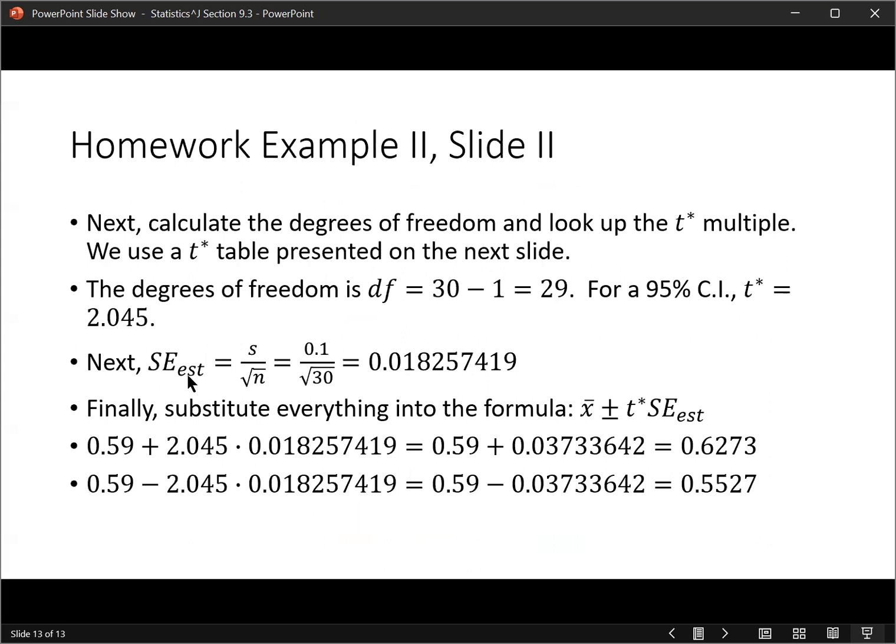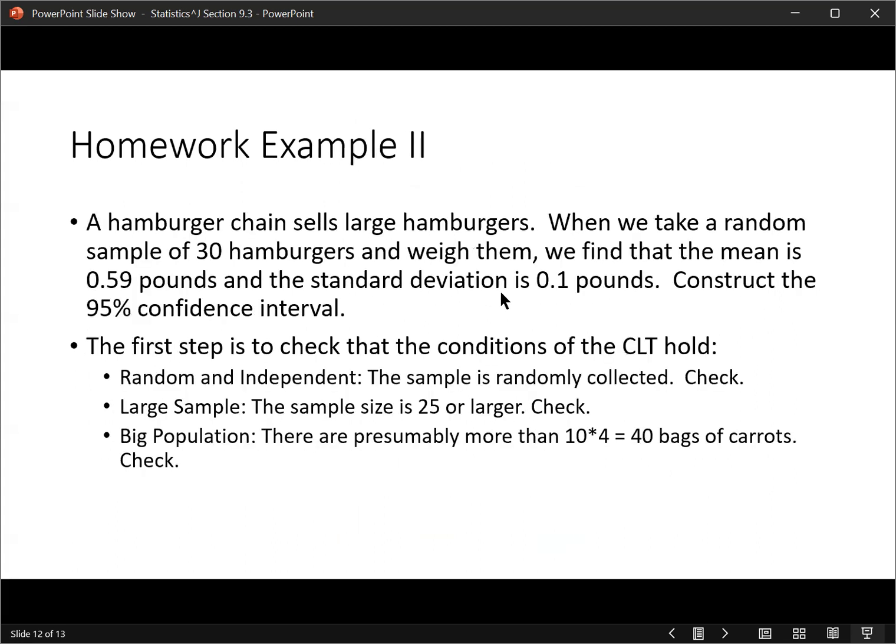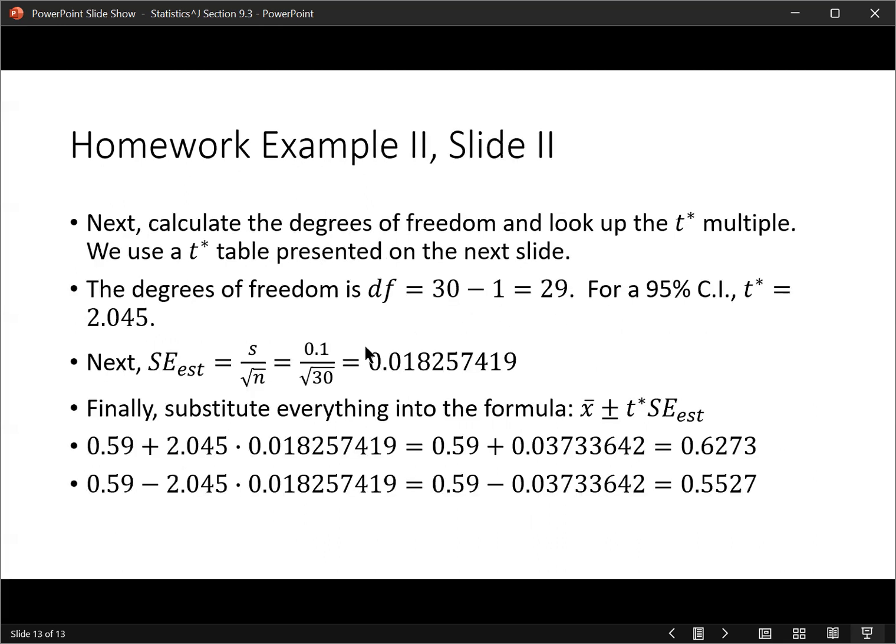Next, we do the standard error estimate. That's the standard deviation of the sample over the square root of the sample size. The standard deviation for the sample is given: 0.1 pound. So you put that 0.1 here in the numerator, divided by the square root of the sample size. The sample size is 30, so the square root of 30. Do the math, and you get this number.